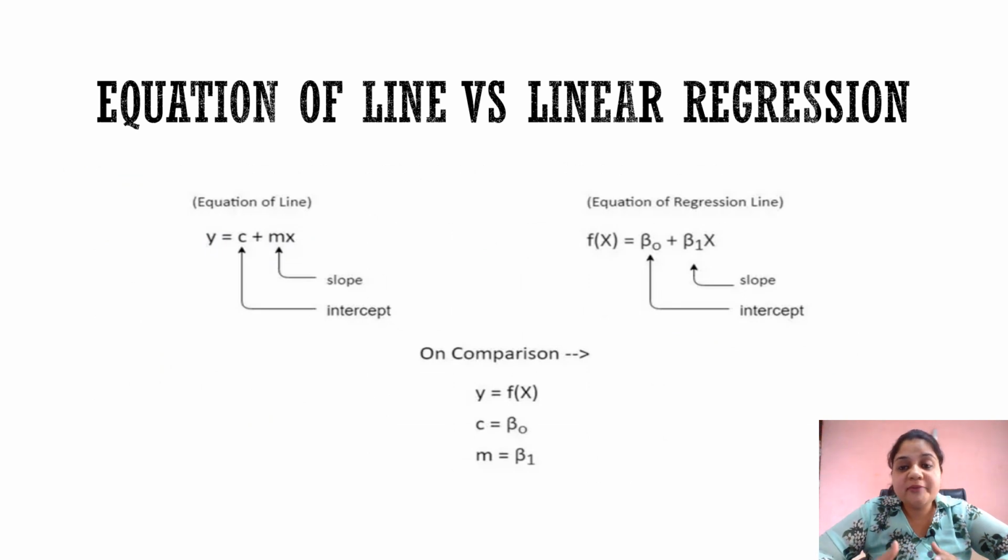So by now you are familiar with the equation of linear regression. If not, you can check out my previous video. The link has been attached. So linear regression is represented by the equation of a line, that is y equals c plus mx. So the equation of the regression line is f of x equals beta naught plus beta 1 x, where f of x is the predicted variable, beta naught is the intercept, just like the value of c, and beta 1 is the slope of the variable on the x-axis, just like the slope m of a line.